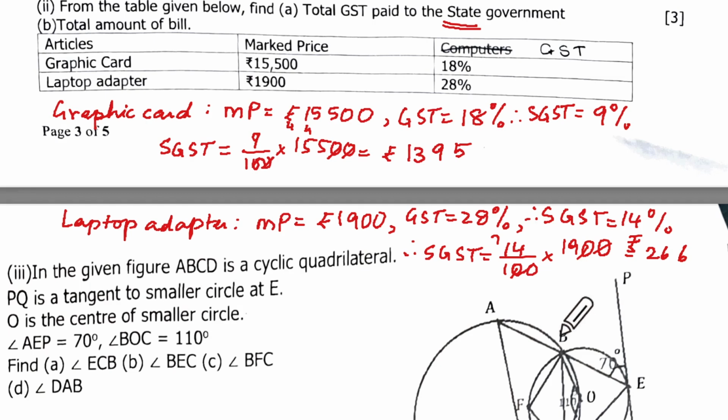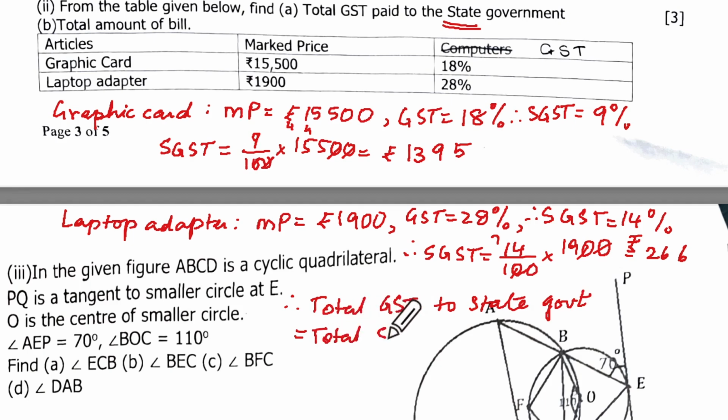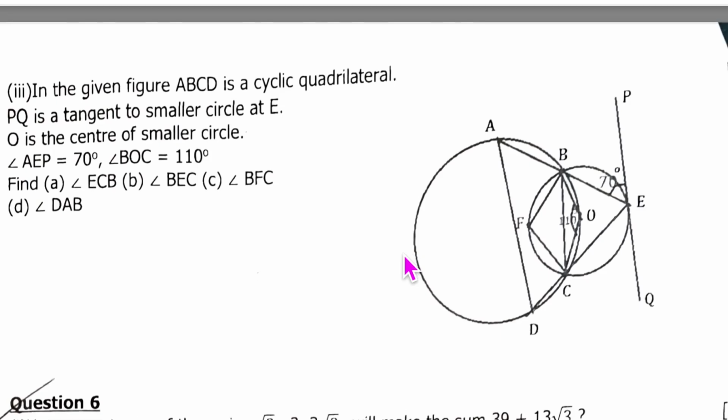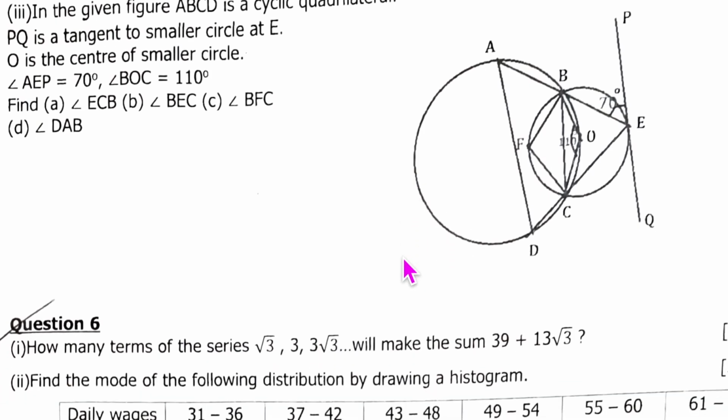Yes, ma'am. Okay, so therefore total GST to state government will be equal to total SGST, which is equal to 1395 plus what? Which is rupees. Then you can continue on your own. Can we move on? Yes.